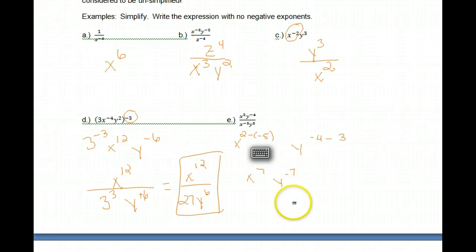Does anything need to switch positions? Sure does. X to the 7th stays where it belongs. Y to the negative 7th needs to jump down to the denominator so that that exponent can become positive.